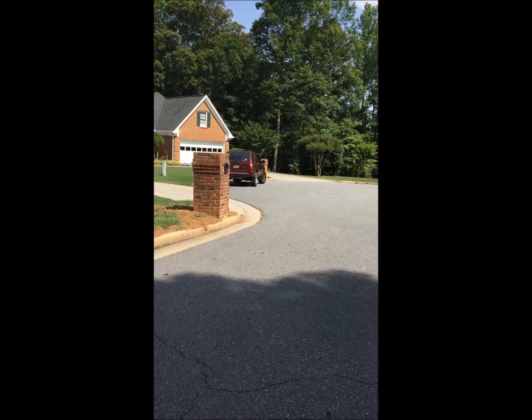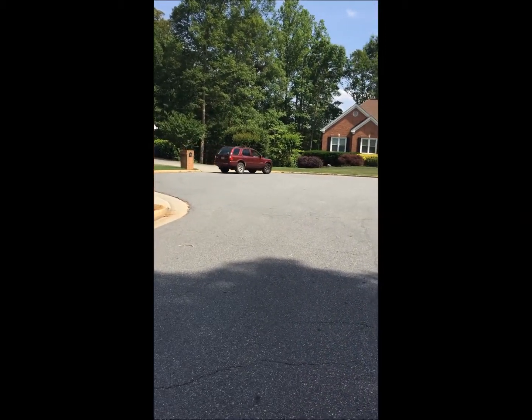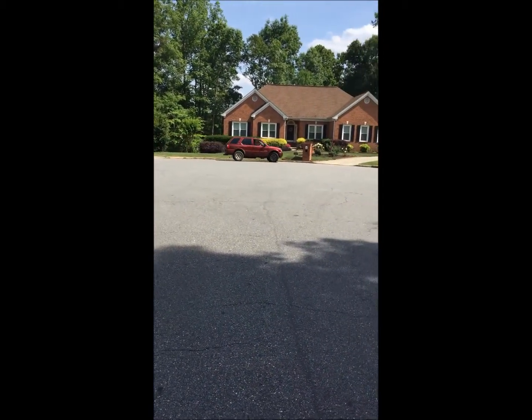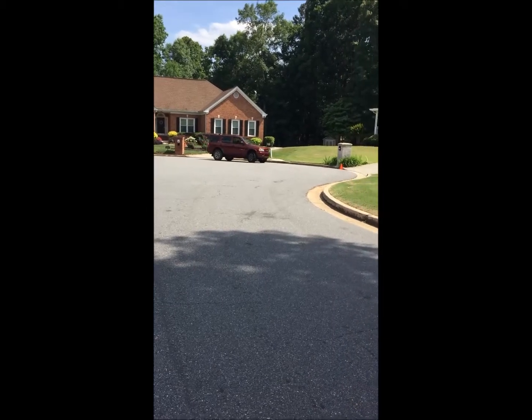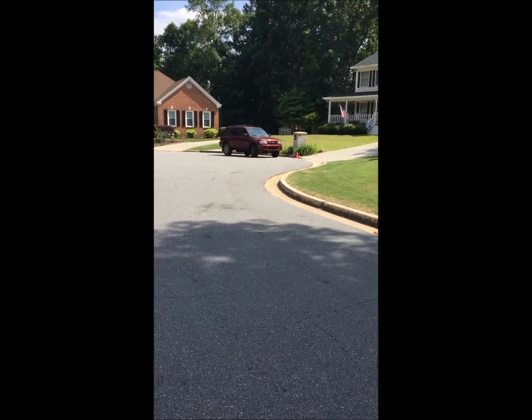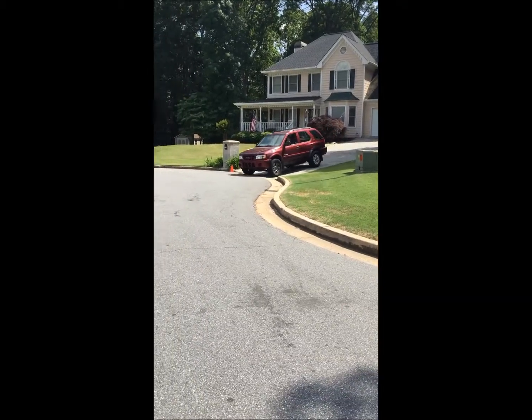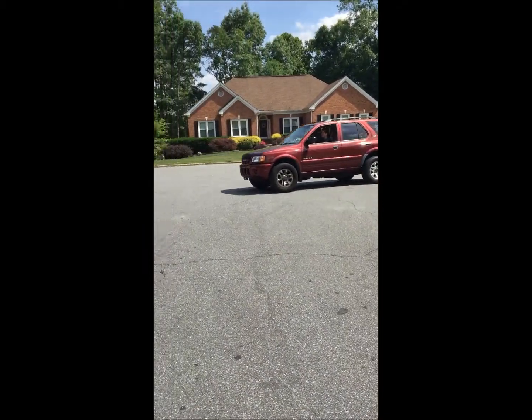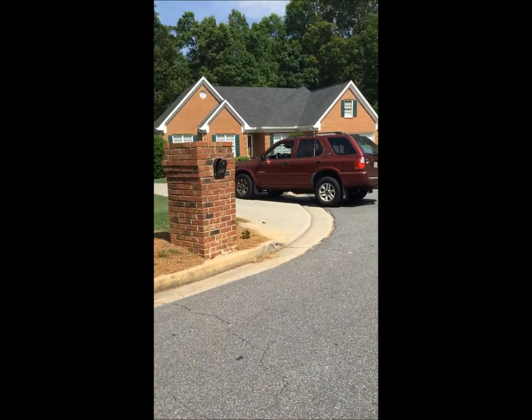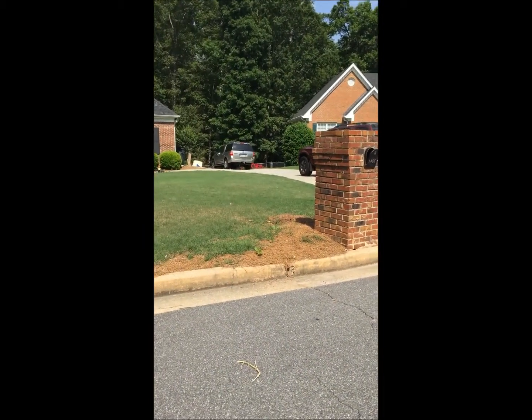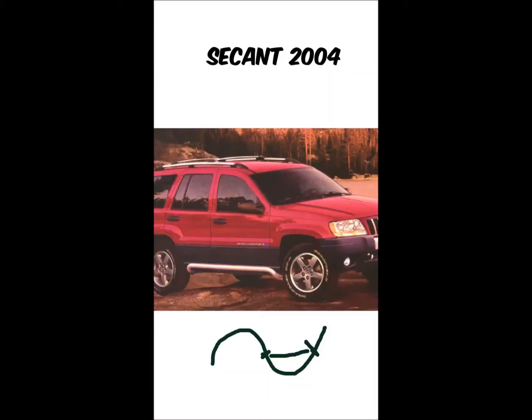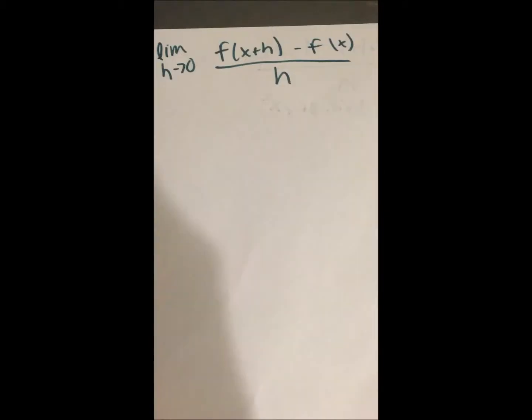Ordinary cars have to follow the curve of the graph to get from point A to point B. But the 2004 all-terrain secant vehicle can travel in a direct path along the secant line from point A to point B. Shoulder sideways, smack it in the air. And now, back to the show.